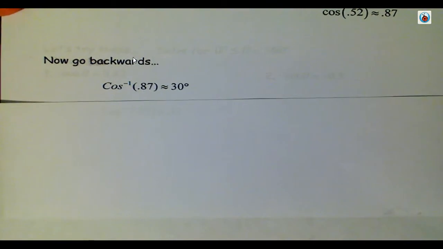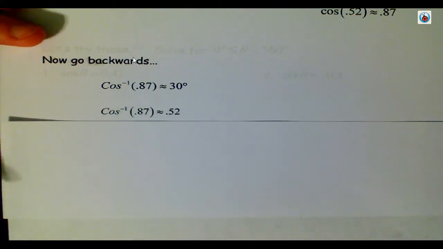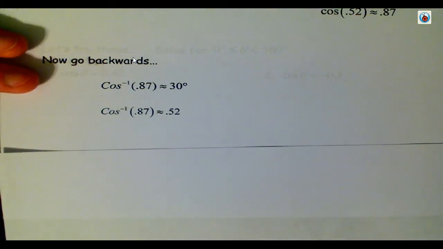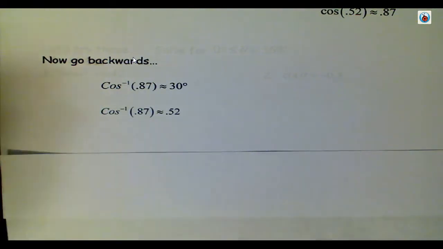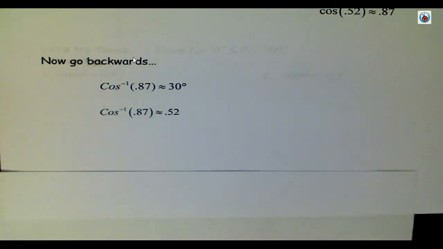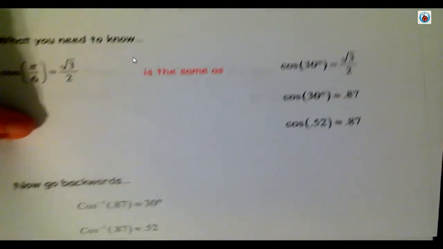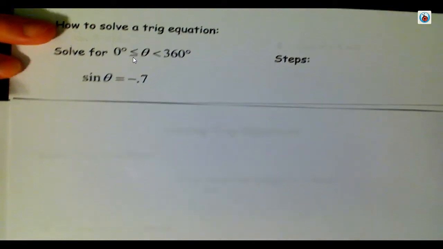Alright. Now if we go backwards, in other words using the inverses, the inverse of 0.87 is approximately 30 degrees and 0.52 radians, or approximately pi over 6 radians, right? Okay. Don't worry, I'm getting to something.